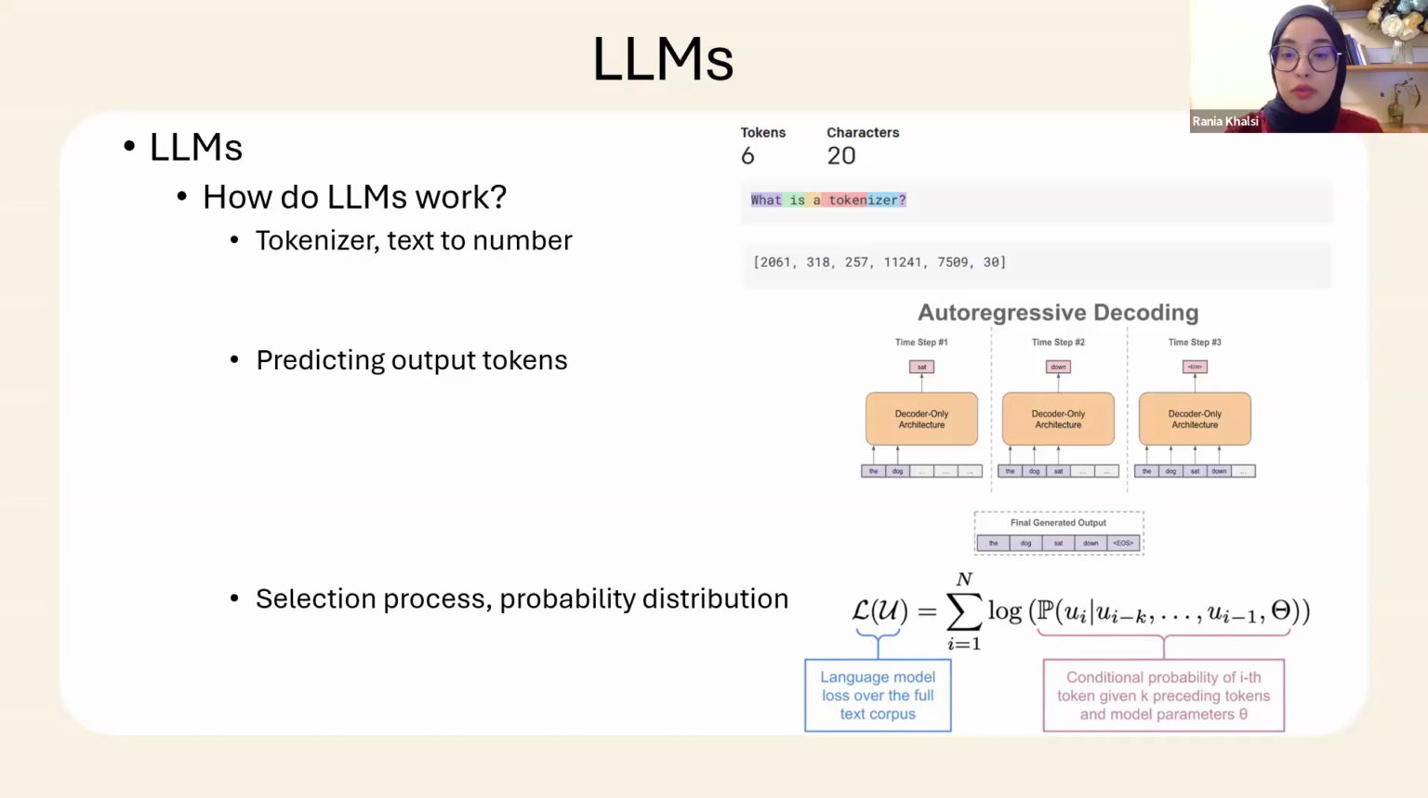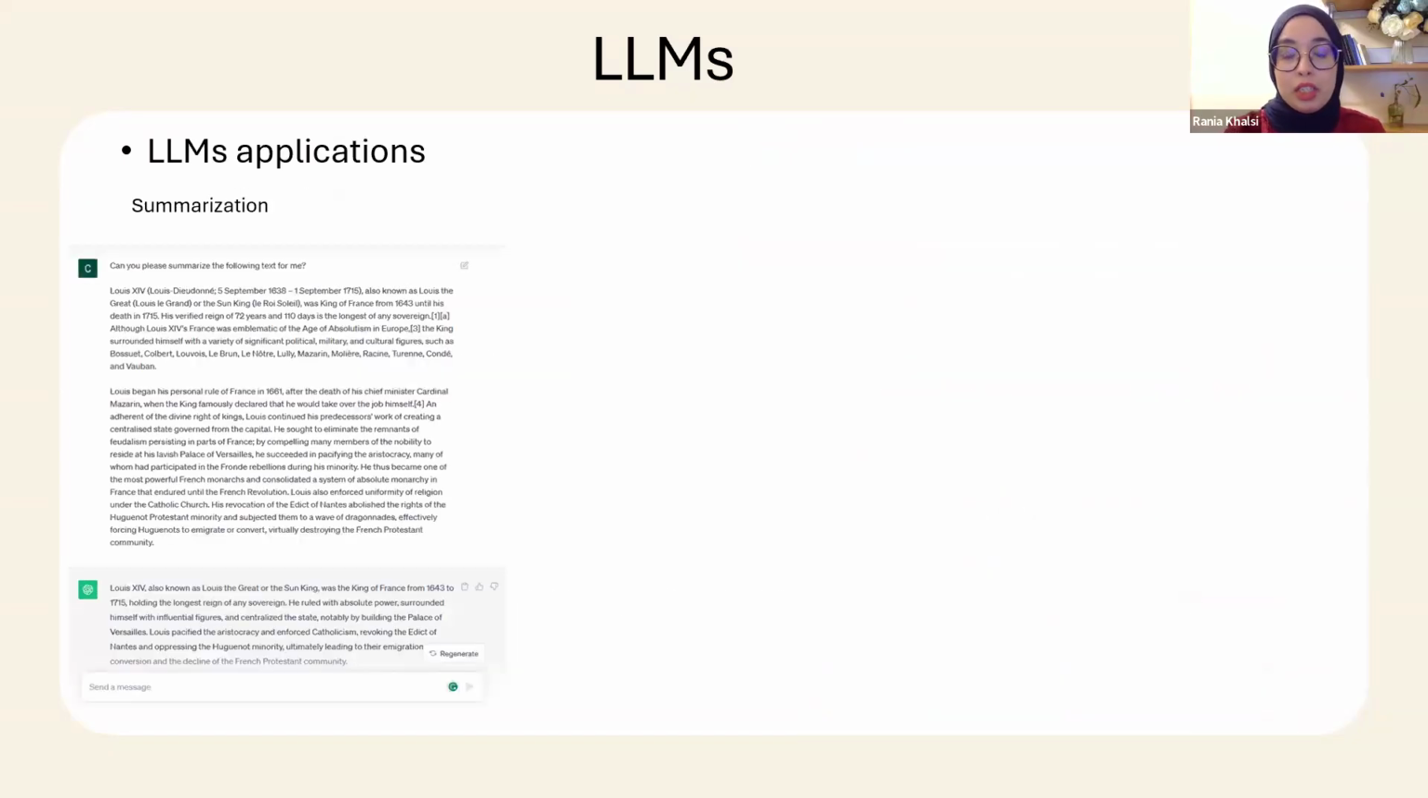We can, of course, dive deeper into each of these steps, but this is the high-level pipeline. The applications of LLMs today are extremely broad. One major use case is summarization. Whenever you ask a model to make it shorter or summarize this paragraph, it performs very high quality text compression while preserving the meaning. So this is the idea of summarization.